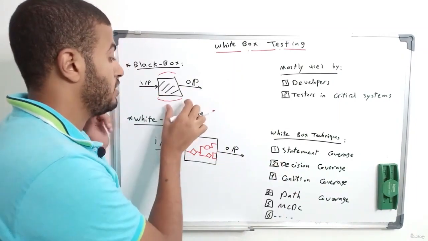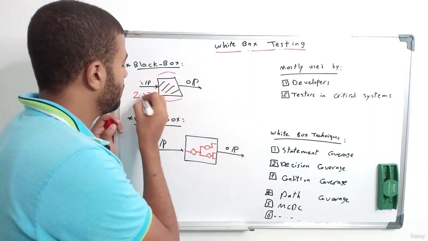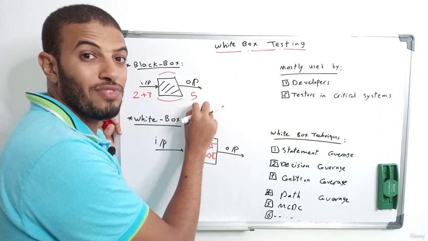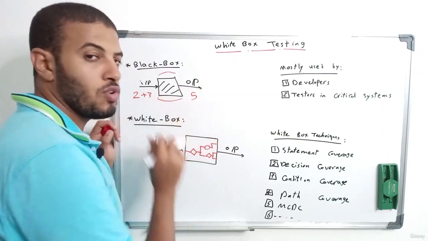We just provide some inputs and wait for the output. For example, if this is a calculator that adds numbers, I add 2 plus 3 and I wait for the output, which is 5. I don't look at the function or the coding which performed this operation.